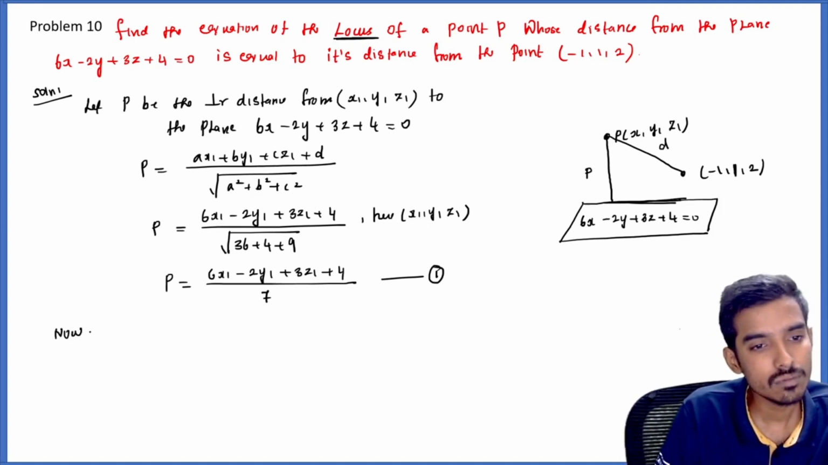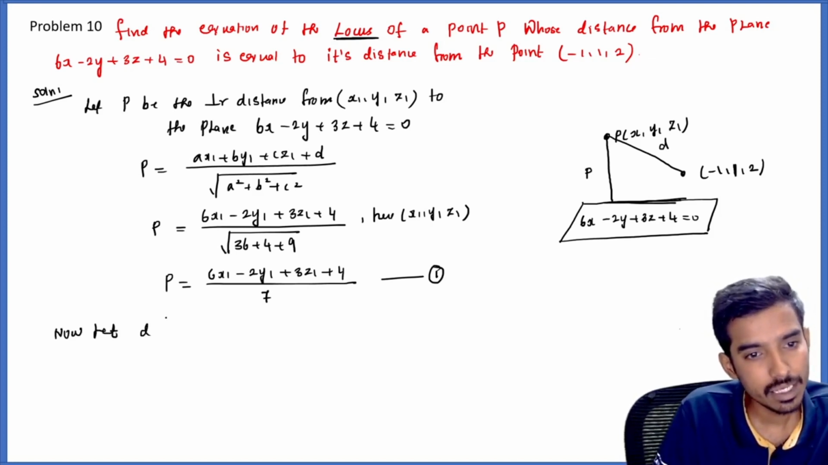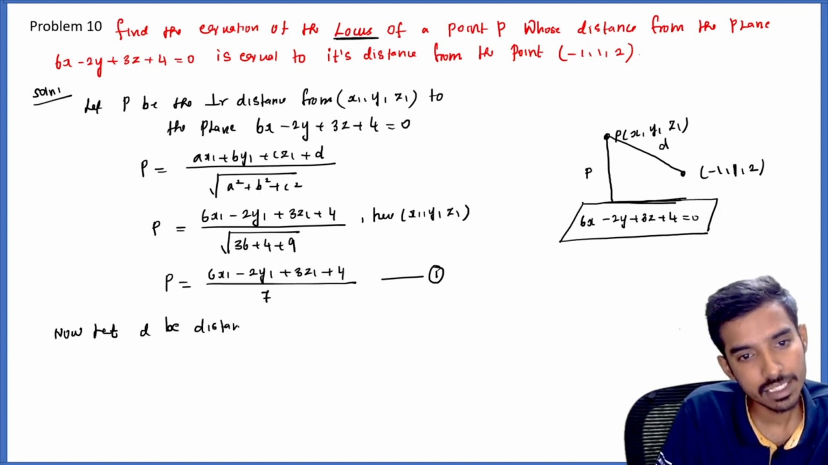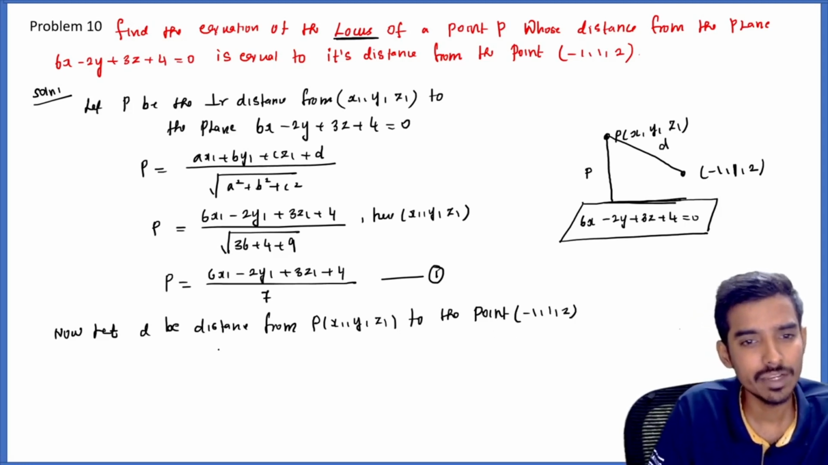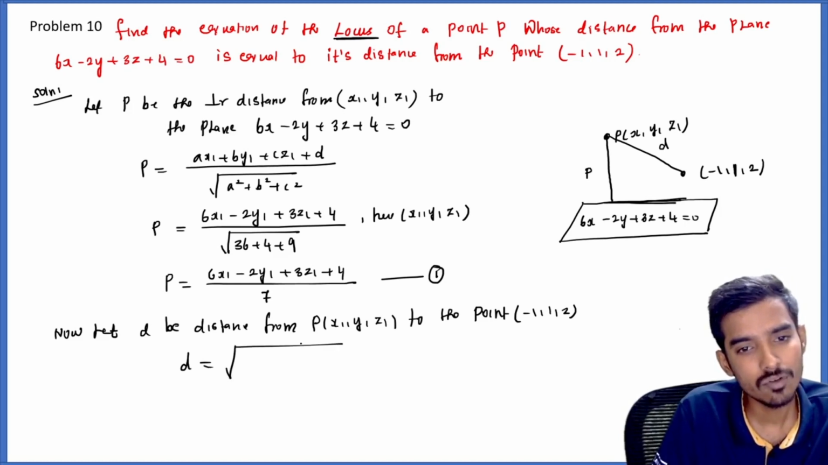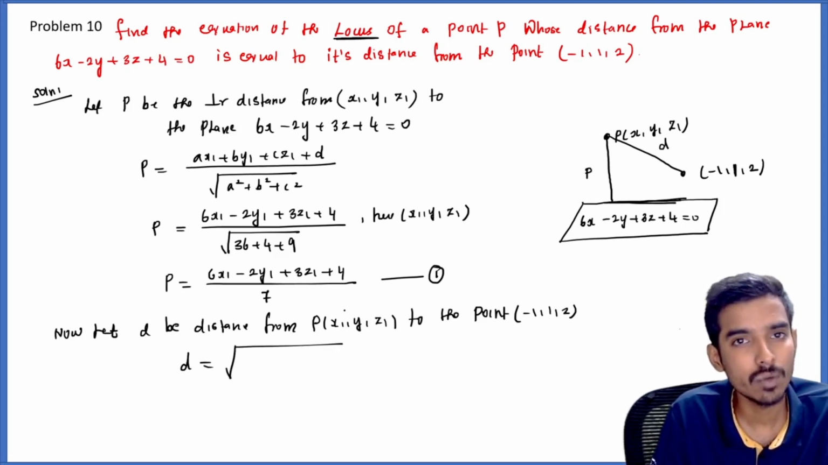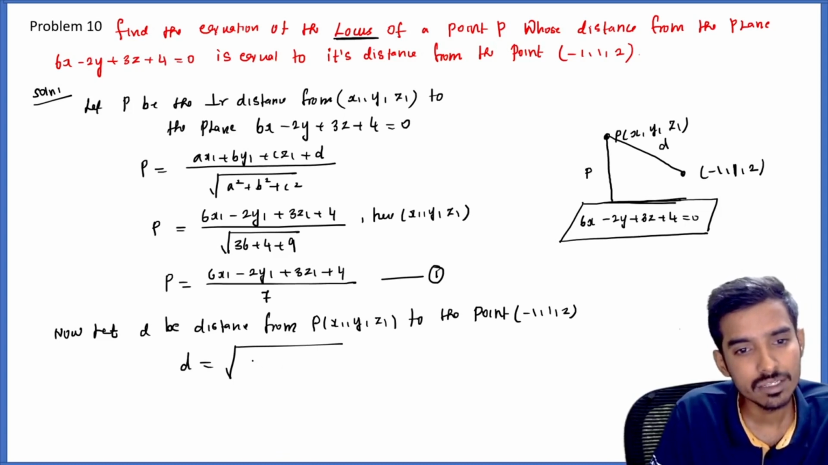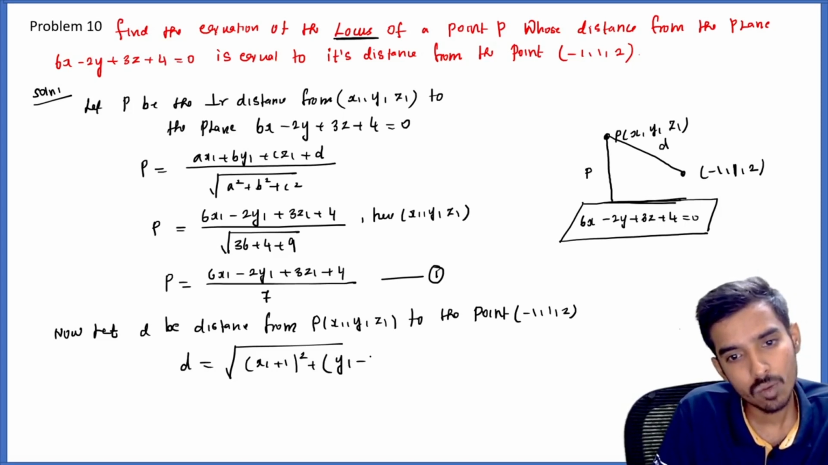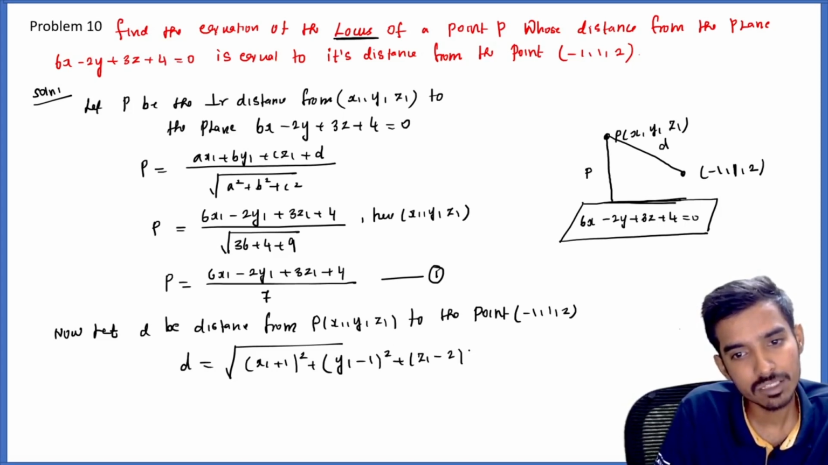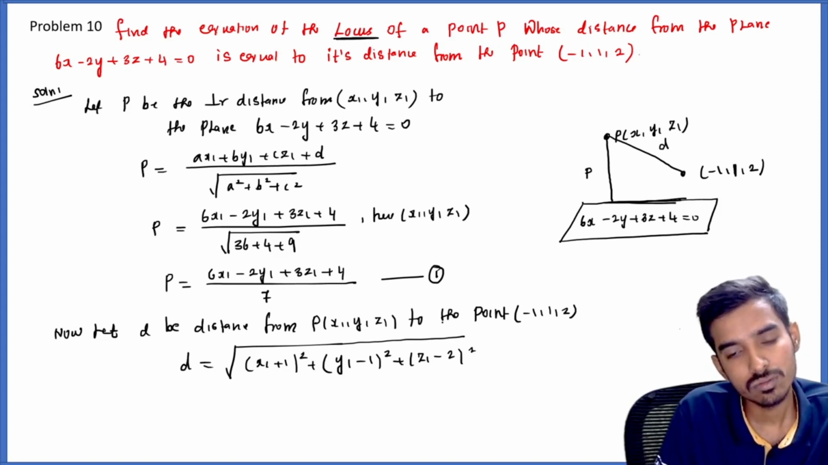Now, let D be the distance from the point (x1, y1, z1) to the point (-1, 1, 2). Very simple, right? What is the distance between 2 points? D is equal to the root of (x2 - x1) whole square plus (y2 - y1) whole square plus (z2 - z1) whole square. So this will be (x1 + 1) whole square, (y1 - 1) whole square, (z1 - 2) whole square, right? Both are the same, right?